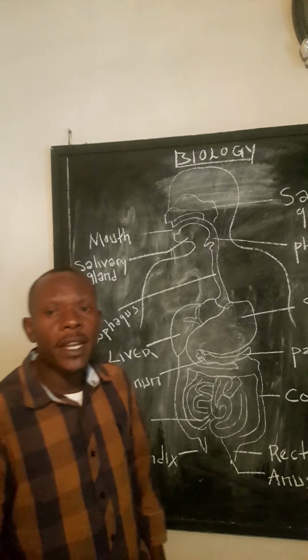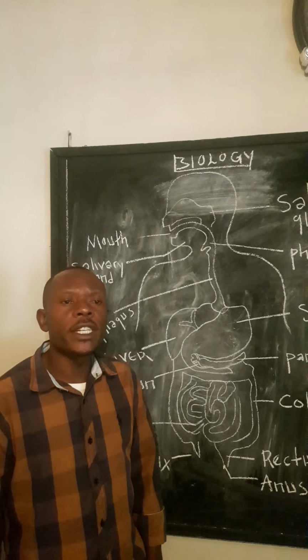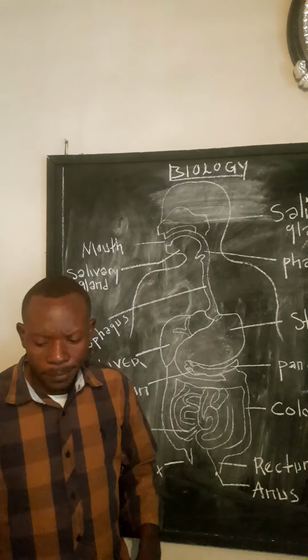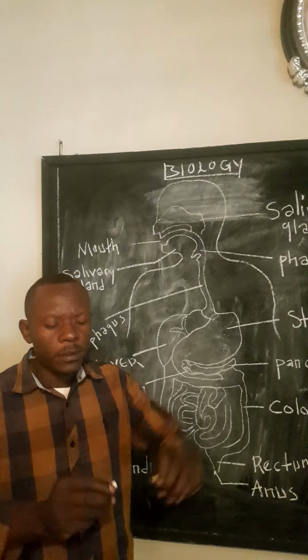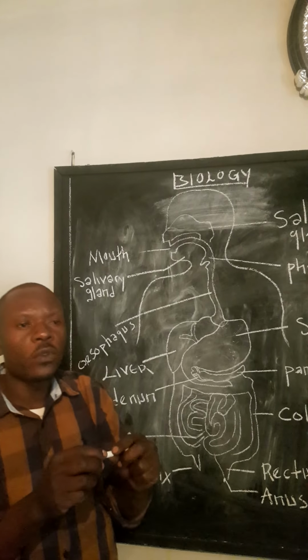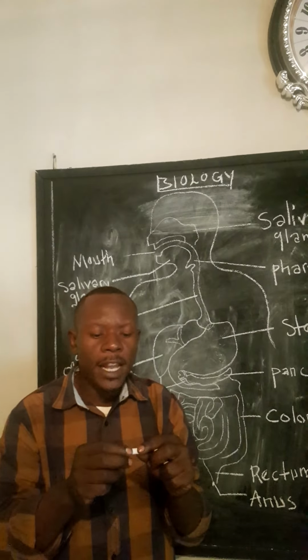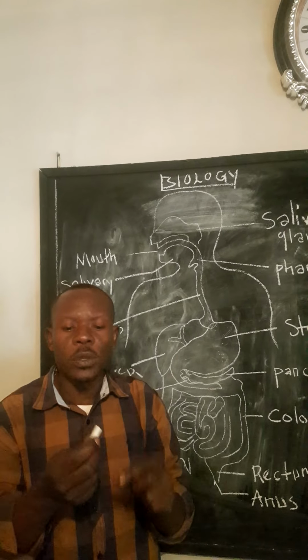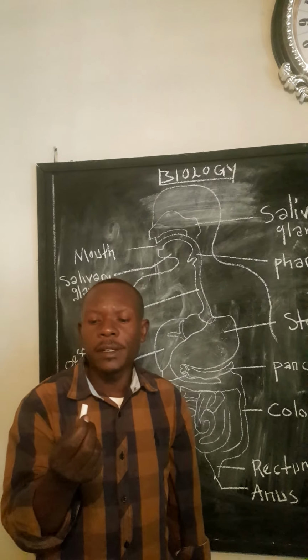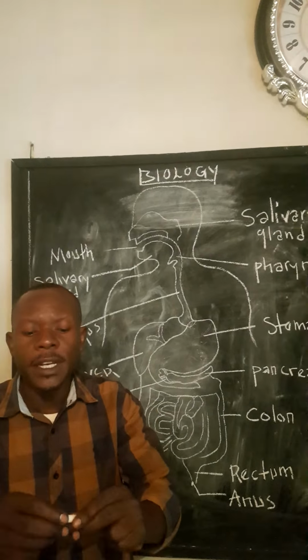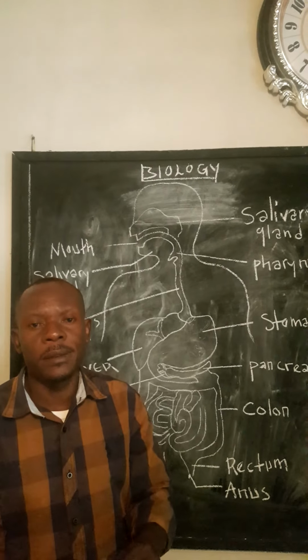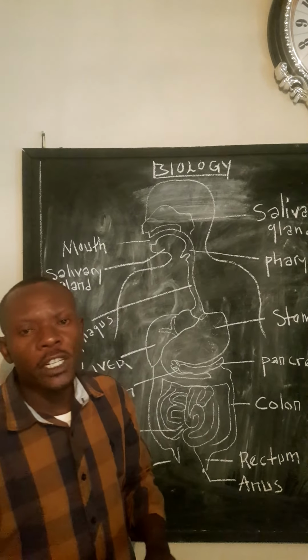Digestion is simply the breaking down of large food molecules into smaller soluble ones. For example, this is a large food molecule here. So this food molecule has to be broken down into smaller soluble ones. That is what digestion is all about.